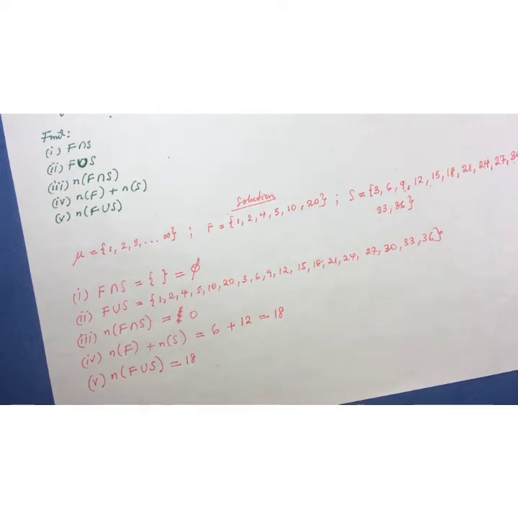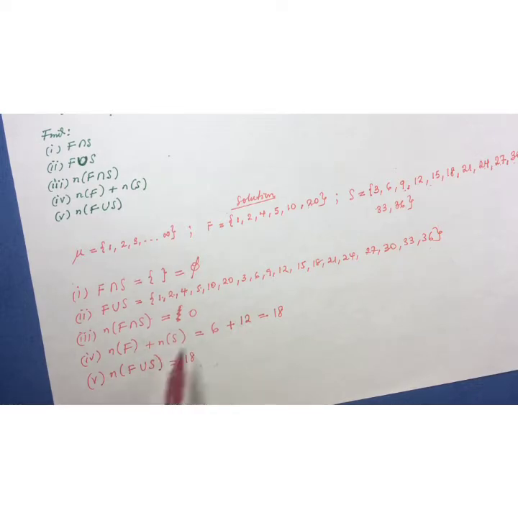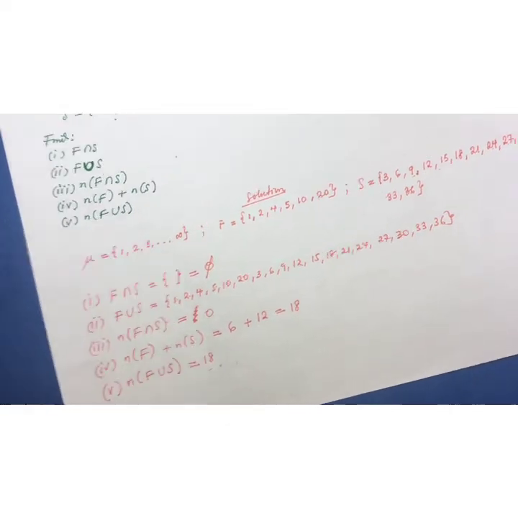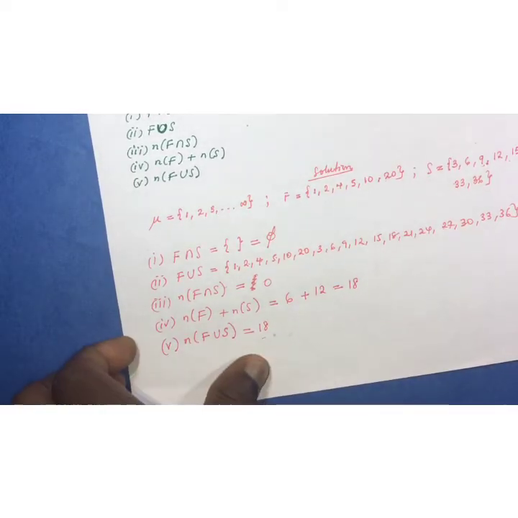Now, you simply could have done that by adding the cardinality of F plus the cardinality of S, simply because there was no intersection, okay? So, n(F ∪ S) will give us 18, and that completes question 3. Now, let's move over to question number 4.